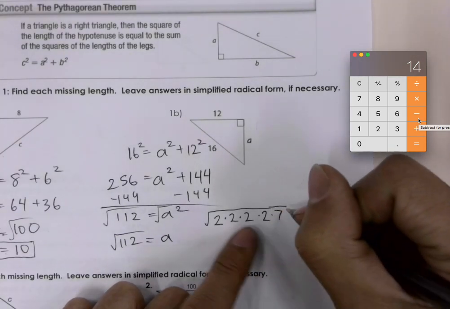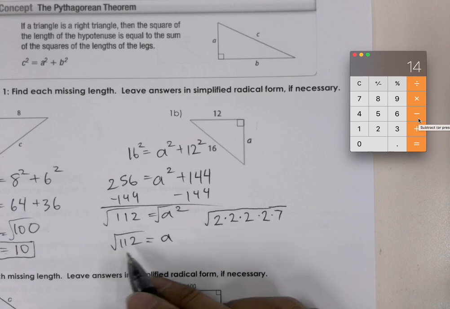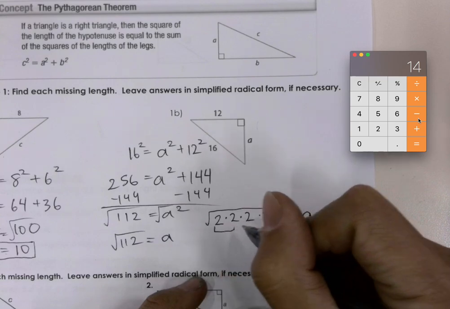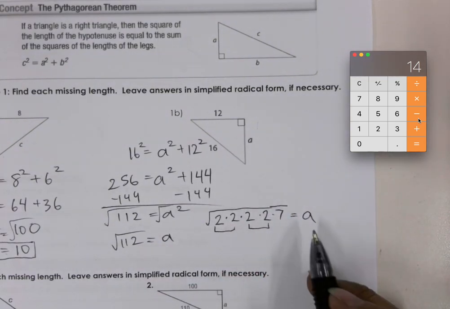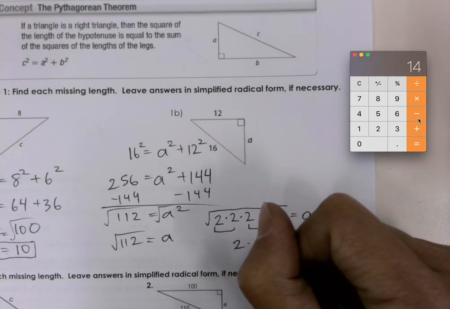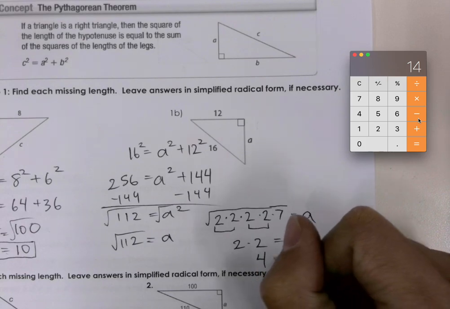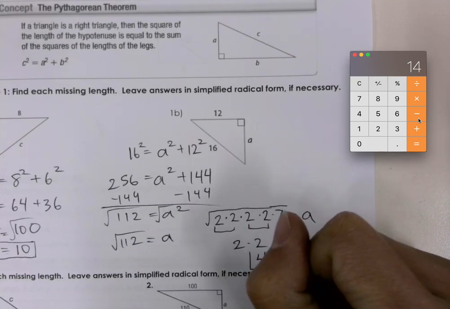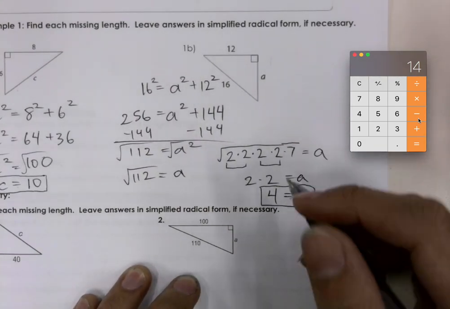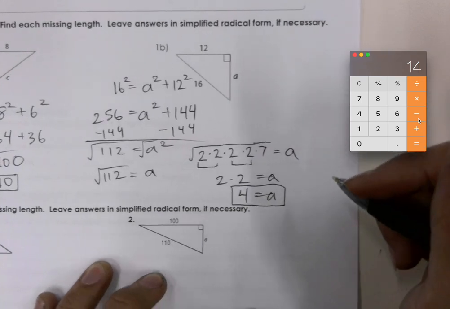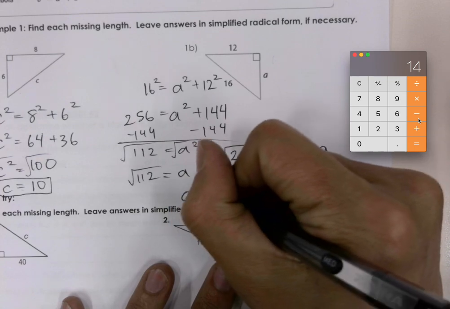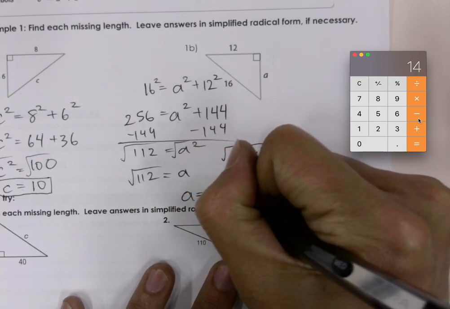Right? So this is the prime factorization of 112, and that's going to equal a. So we have two 2's, and we have another two 2's, right? 7's all alone. So one 2 is coming out, and another 2 is coming out, so it's going to be 2 times 2 is equal to a, or 4 is equal to a, right? A is equal to 4, and that's my final answer. Oh my goodness, that's not my final answer. I forgot I have the square root of 7, right? So maybe I can put an x here, and where should I put it? A is equal to 4 times the square root of 7, like that.